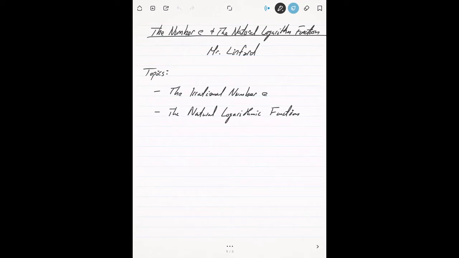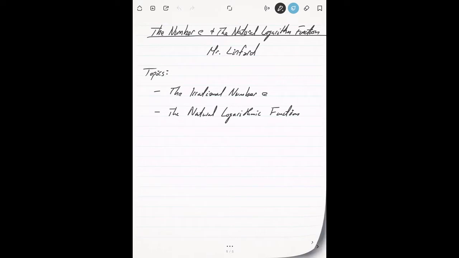Linford's math course. In this discussion, we're going to be introducing the topic of the irrational number e. We're going to talk about what the number e, or the constant e, represents, and then we're going to get into a specific type of logarithmic function. It's what's called the natural logarithmic function.